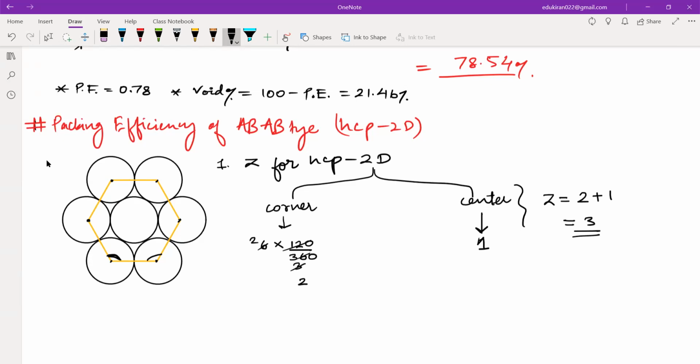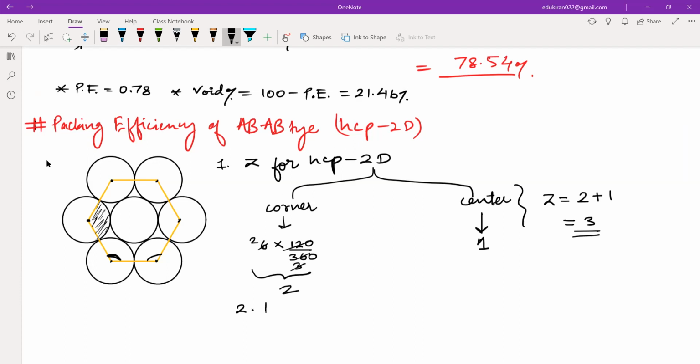See, I will tell you why. If I ask you what is the angle here, 360, na? Yes. So 360 by 360 gives you 1. And if you have a part of the atom, then you have to look at what part is present. The whole is 360, and what part is there? 120 of 360 is there. Okay, so that is the angle method. You have to do 120 divided by 360, which will give you 2. Okay, and from the center, you will get 1. So this is the Z. Z is equal to 3.